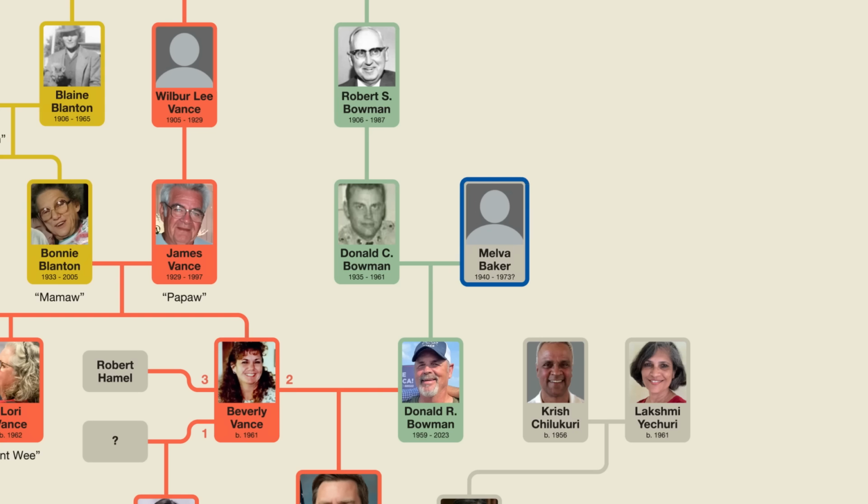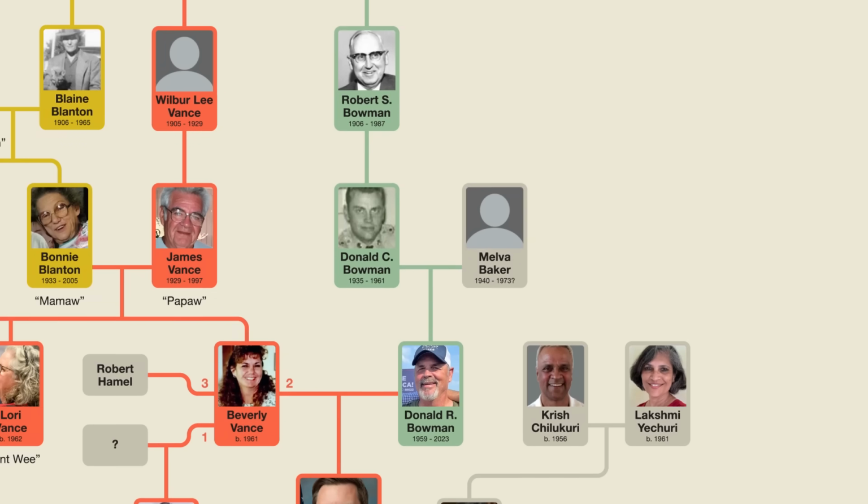Now, my surname is also Baker, so I was curious as to whether or not I could find a connection between JD Vance's family tree and my own. I was able to trace Melva Baker's line back several generations, but as I suspected, it leads back to England, not Germany, which is where my Baker ancestors came from. So no connection there.